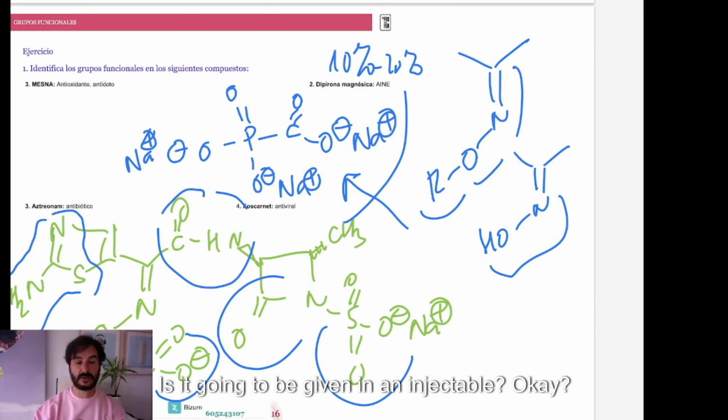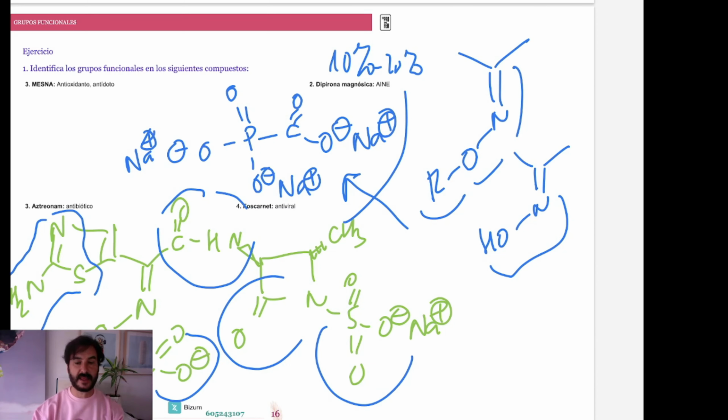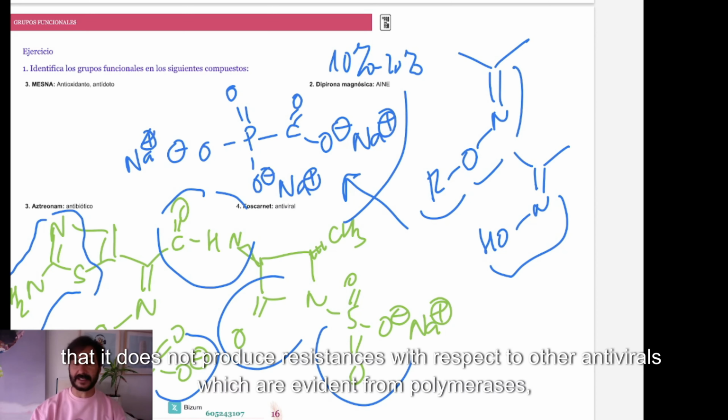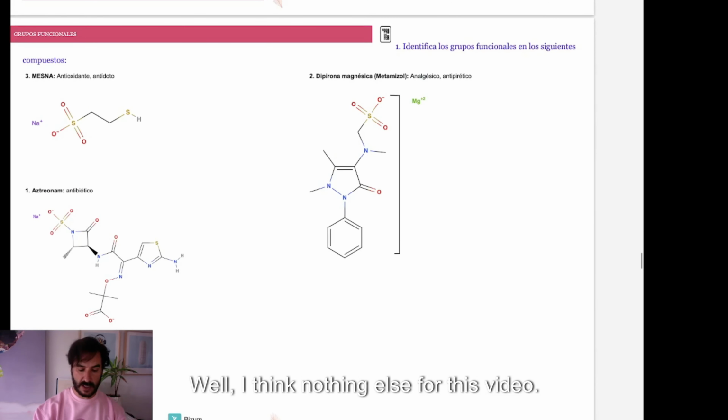Is it going to be given as an injectable? Okay? An infusion of this compound is going to be put in a dropper, which obviously has to be injectable, but it has some other advantages. For example, that it does not produce resistances with respect to other antivirals, which act on polymerases. Okay. Well, I think nothing else for this video.